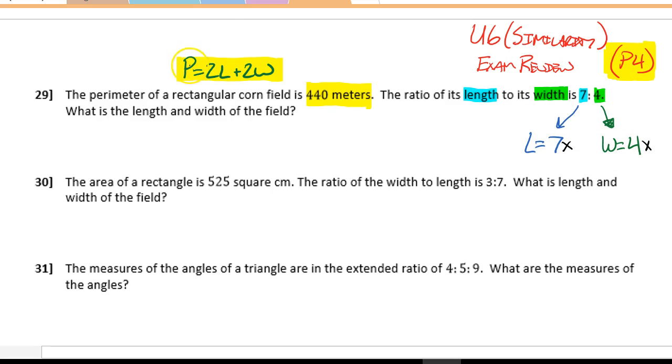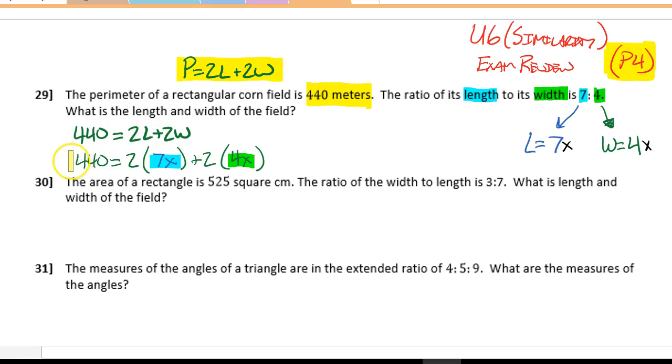Now, we said that the perimeter was 2L plus 2W, or 440 equals 2L plus 2W. We know what L and W are equal to now, so we'll substitute them in, giving us 440 equals 2 times 7x, the length, plus 2 times the width of 4x. This is now an equation in one variable. We multiply this out, giving us 440 equals 14x plus 8x. Combine like terms, giving us 440 equals 22x. Divide both sides by 22, giving us x is equal to 20.